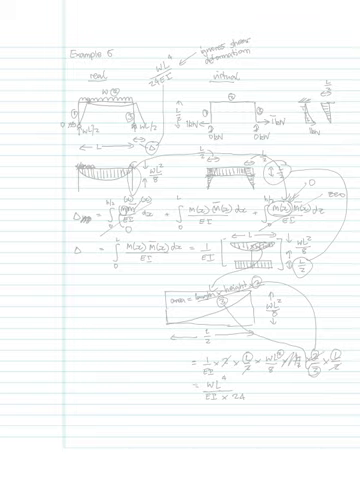So this one is example 6. For the frame shown, calculate the horizontal deflection at the support. All members have a flexural stiffness EI, and we're going to ignore shear deformation. Since we've done this quite a few times, let's just go straight to the calculation.